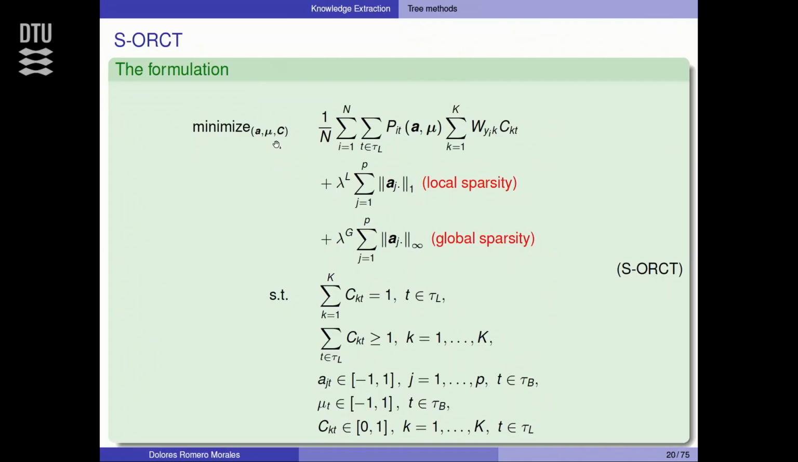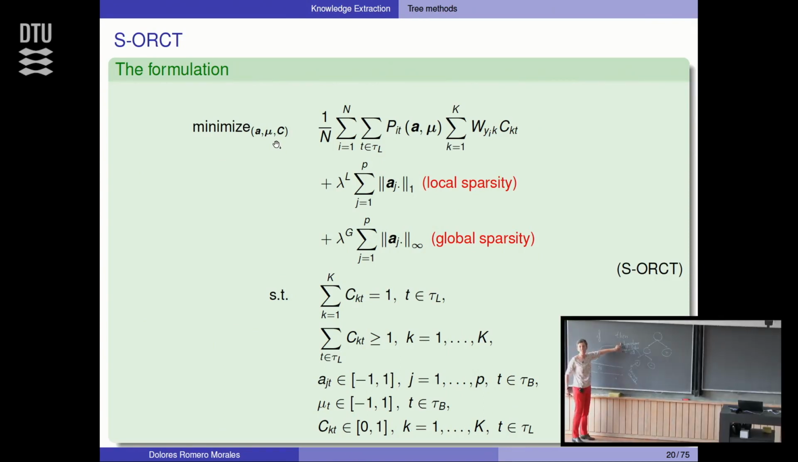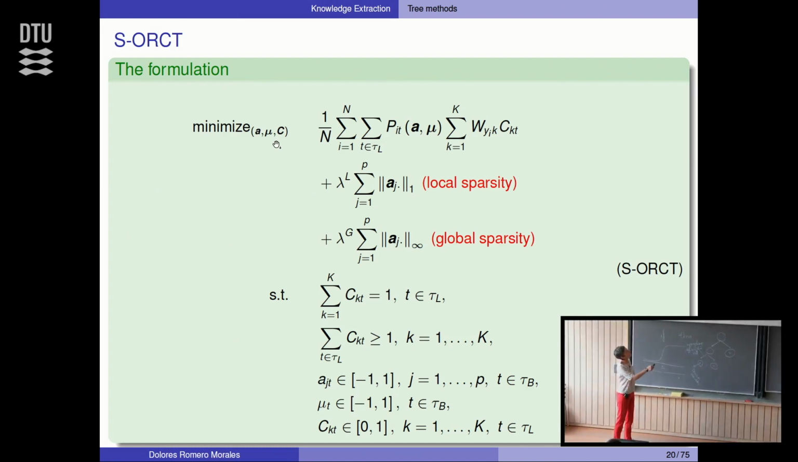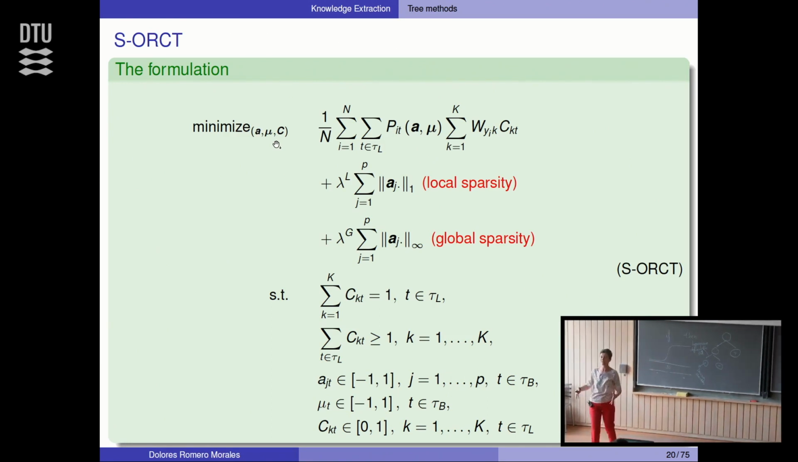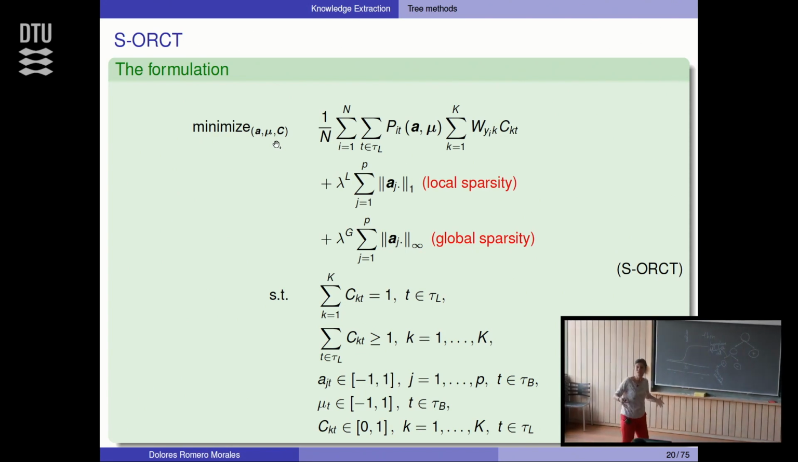Now, look at this. We are very happy to, in a very simple way, make this hyperplane sparser. So we have local sparsity by only penalizing the L1 norm of the coefficients of the hyperplane. Very, very simple way.